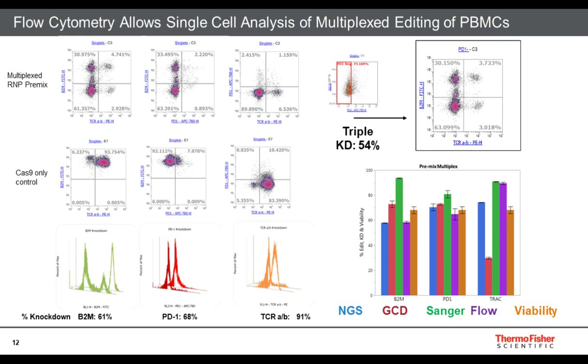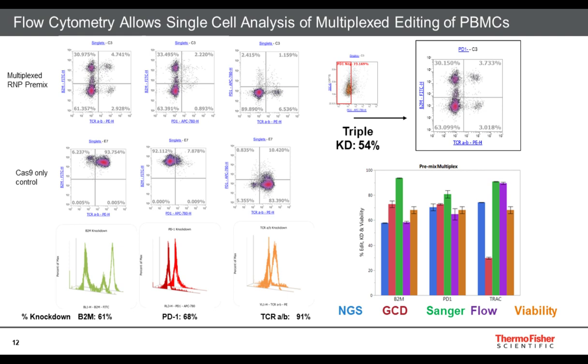one well, N of 3, right? Where I've edited 3 different targets. So B2M, PD1, and the TRAC locus. And I've analyzed them via NGS, GCD, Sanger, flow cytometry, and viability. And you can see that they correlate very, very nicely. The Sanger, the NGS, and the flow cytometry are very predictive with one another. And then I also got this additional viability measurement as well.